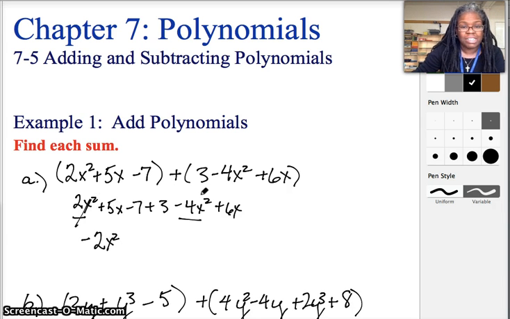Then I like to kind of cross them out, helps me out. Then I can take 5x and 6x. Are there any other x terms? Nope. So I'm going to bring those together. A positive 5 and a positive 6 gives me a positive 11x.